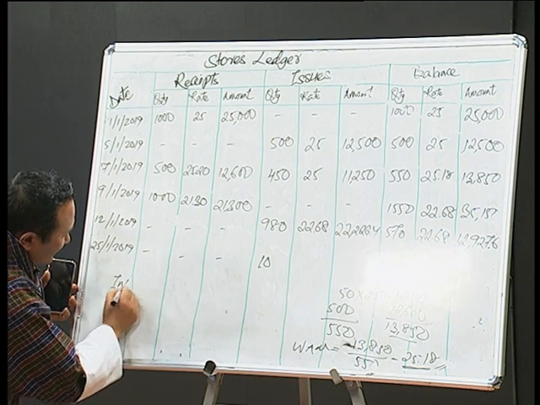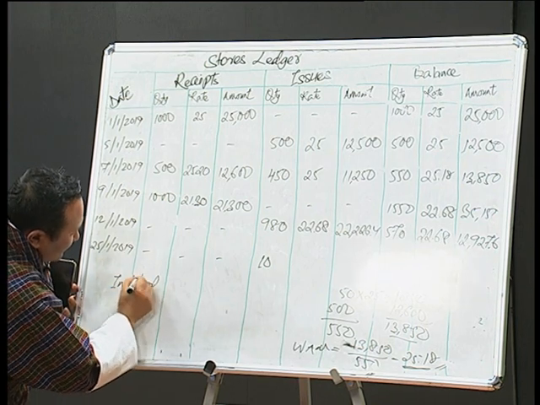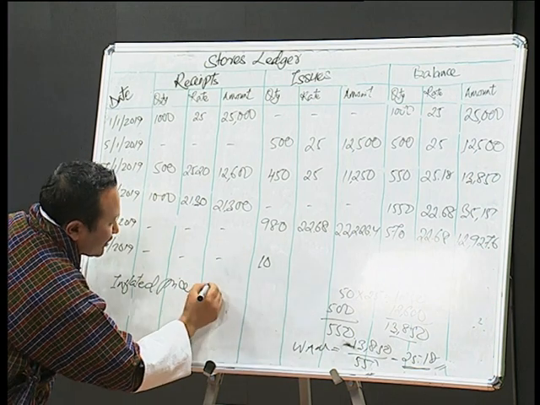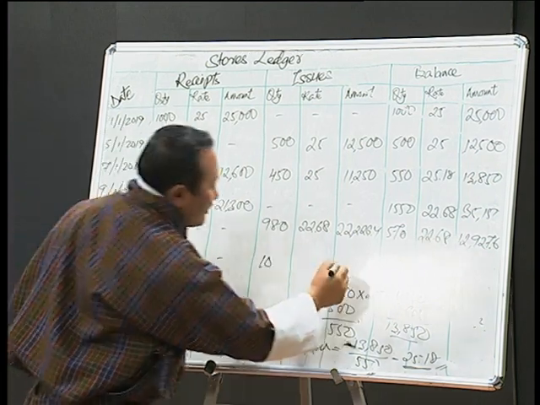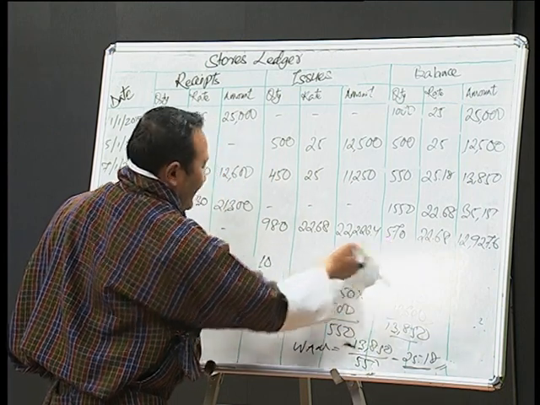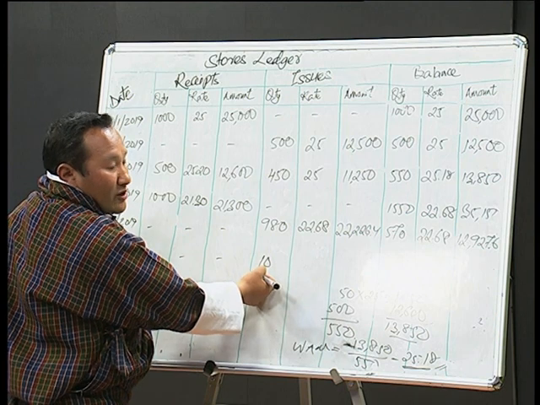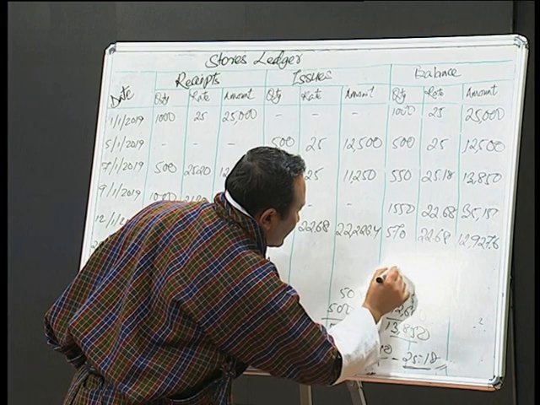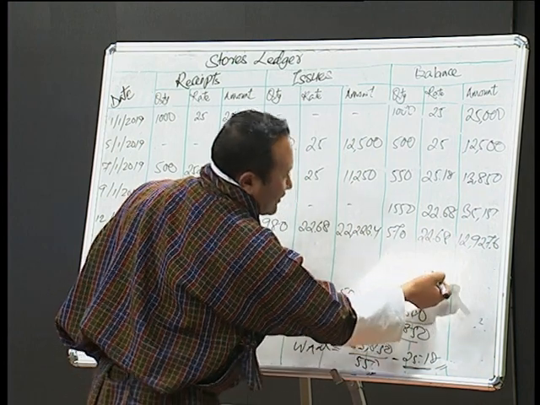Inflated price is equal to whatever amount we get. Now the balance we are left with is, out of 570, we have to deduct 10 as a loss. So therefore the balance we will be left with is 560. So 560, then the price will be inflated.